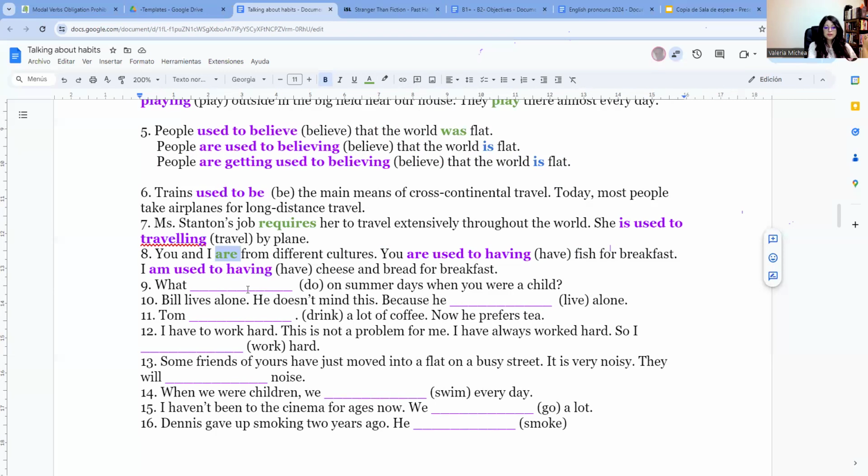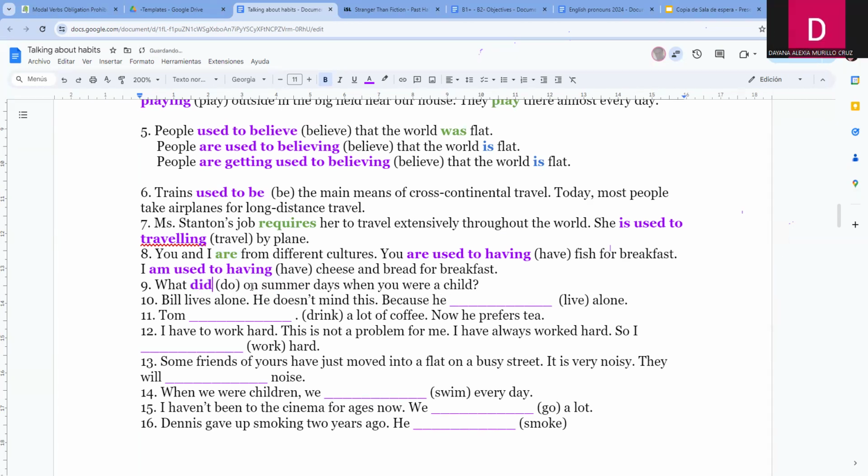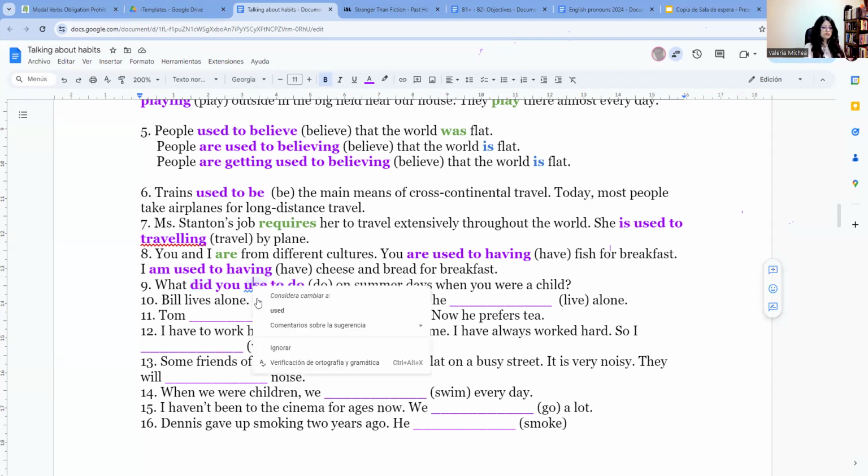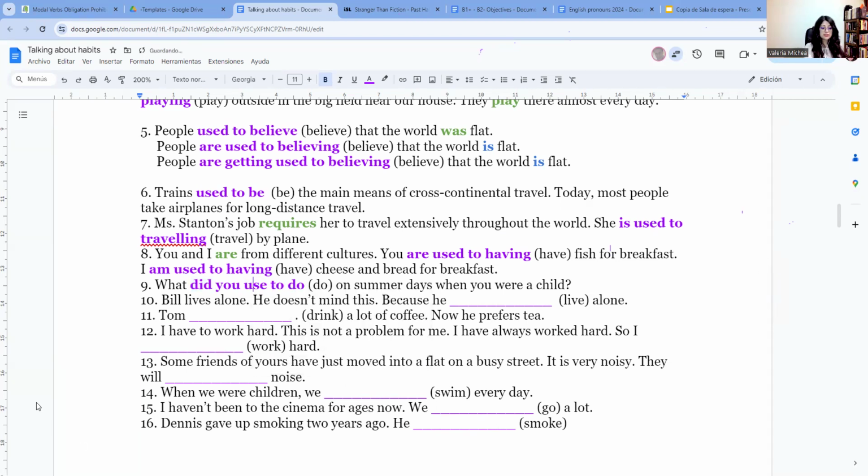Let's go with number 9. What, something, do on summer days when you were a child? This is very easy. Did you used to do? There you go. Did you used to do? Thank you very much, Diana. So what did you, I forgot the you, did you used to do on summer days when you were a child? Right, so this is a question. Then again, we don't need the D at the end of use because we have did, right? So even if Google Documents corrects this, it's not necessary. So we have to ignore it.